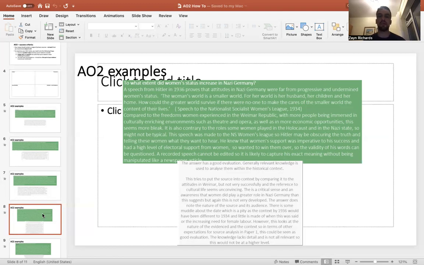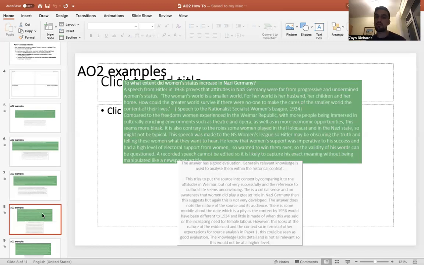So first things first, they give a good quote, and they also give the specific information about where they've got the quote from. So we know it's a speech to the National Socialist Women's League in 1934.